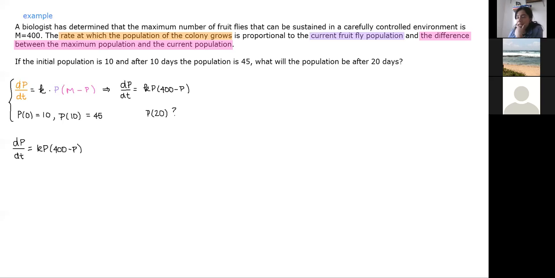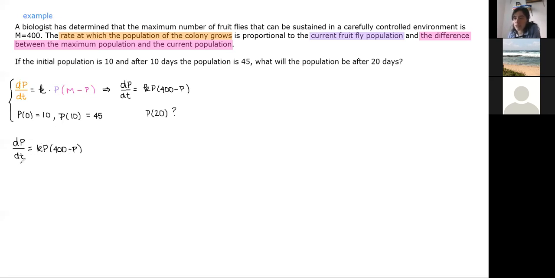Now, what I have here is two variables, which are t and p. And I'm going to write everything in terms of one variable on one side and everything in terms of the other variable on the other side. So that means I'm going to try to divide both sides by p and divide both sides by 400 minus p. And I'm going to multiply both sides by dt.